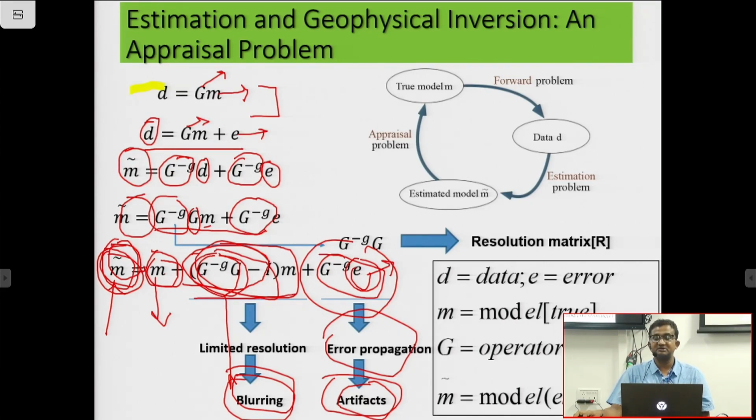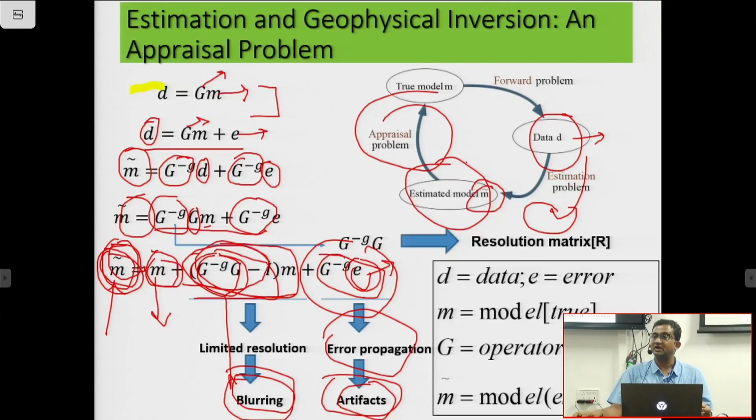So mathematically we can also express this. When we start with the true model, we do not know what the true model is, so let us say any model. Start with any model, then apply the forward problem, the forward theory, and predict the data. This data is close to your observations. Then start the inverse problem. Through the inverse problem, we get the optimal solution, say m. Now we want to examine how close this estimated model parameter is to the true one, and that involves the appraisal problem.